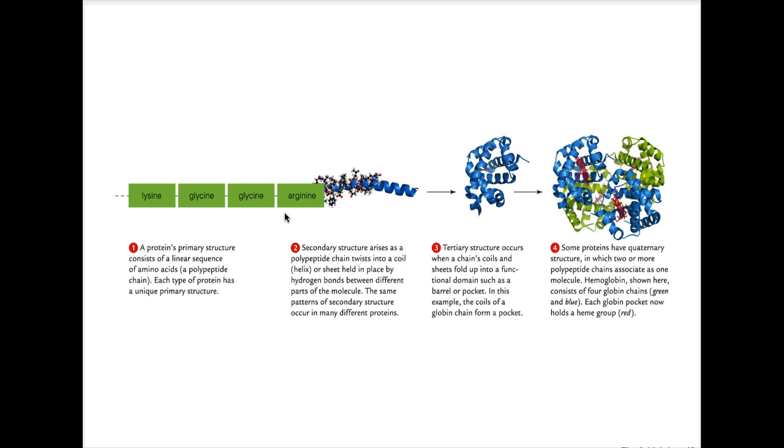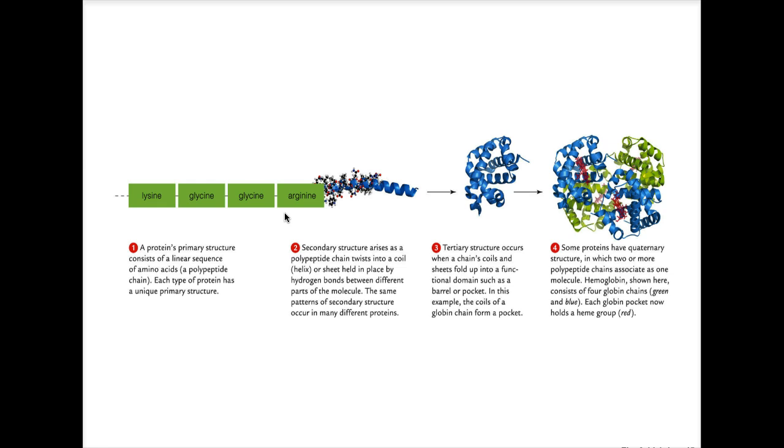Secondary structure is built upon the primary structure. And secondary structure is where you have folds or twists or coils forming in the polypeptide chain, and these are held together by hydrogen bonds.